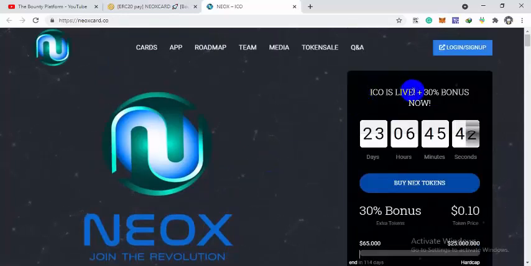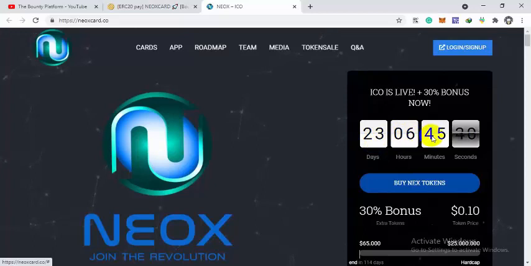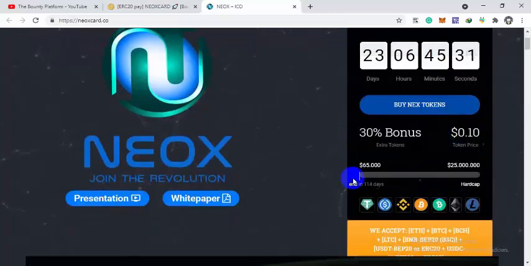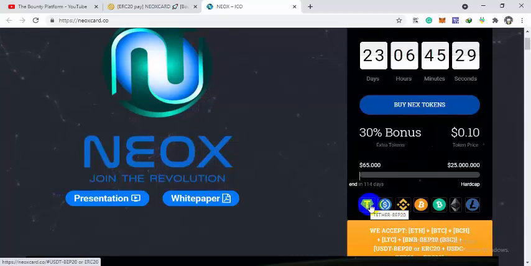So their ICO is live with a 30% bonus, which will be in 23 days. So you can buy NEOX tokens here. The per token price is $0.1, and check it out here. You can use TUSD, USDC, Binance BNB, Bitcoin, Bitcoin Cash, Litecoin LTC, Ethereum.